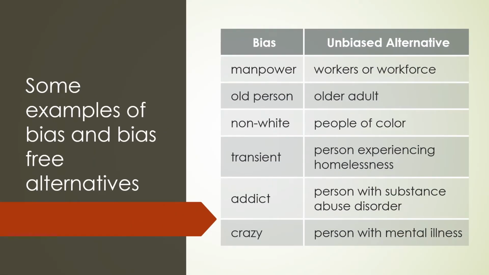Here are some examples of bias and bias-free alternatives. Manpower is a biased word. Instead of manpower, we can use workers or workforce. Old person, its unbiased alternative is older. Crazy is a biased word. Its unbiased alternative is person with mental illness.